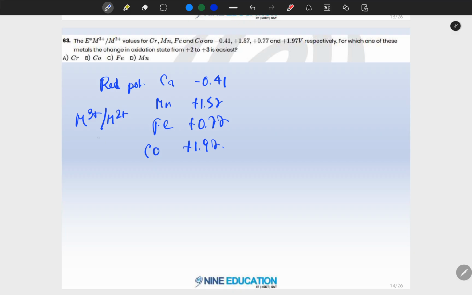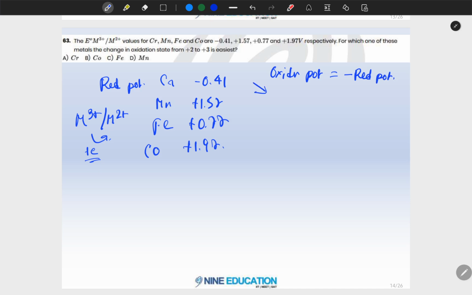Oh sorry, these are the values of reduction potential. Correct, sorry. Okay, so M plus 3 is getting converted to M2 plus. Reduction basically signifies gain of electrons, so these are the values of reduction potential. So what will be the values for oxidation potential? We know oxidation potential is nothing but negative of reduction potential, right?